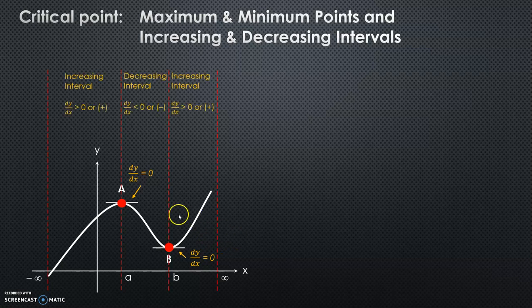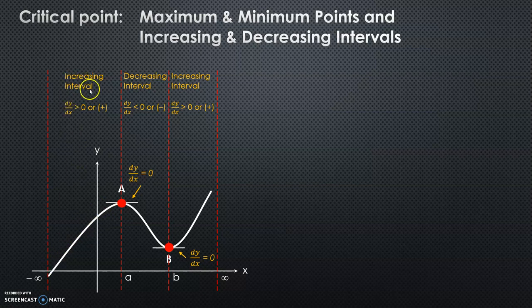Next, you can see that I can separate the graph into several intervals. This is the first interval from negative infinity until A, this is the second interval from A to B, and this is the third interval from B to positive infinity. In the first interval, from negative infinity to A, you can see that this curve is increasing. It's getting higher and higher. So this is an increasing interval.